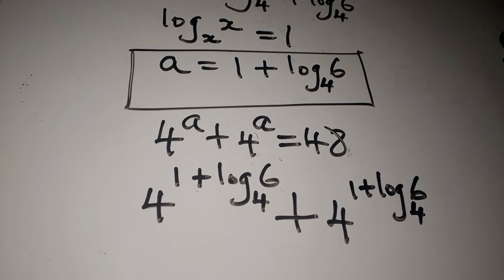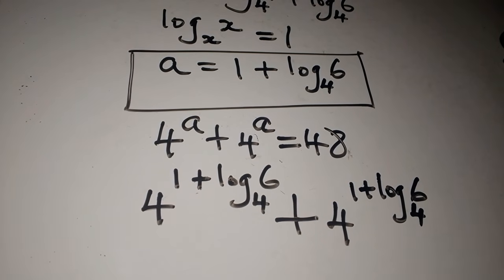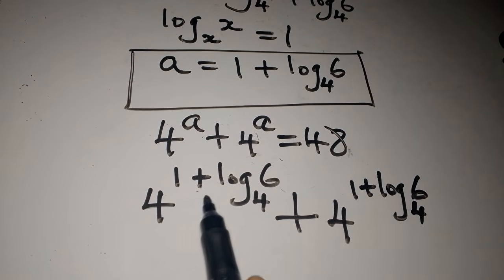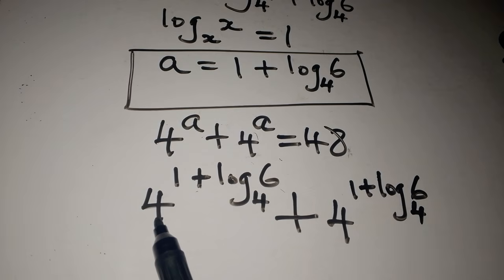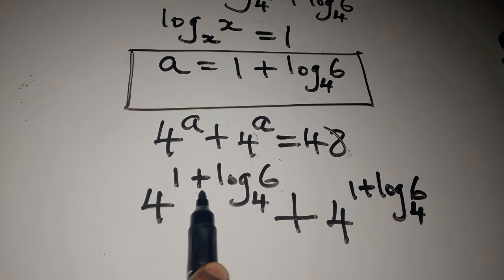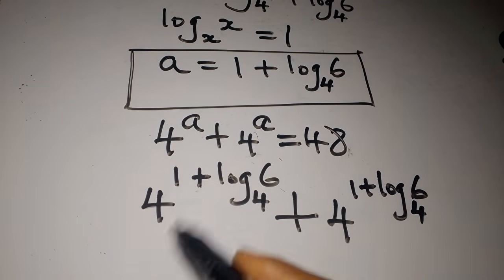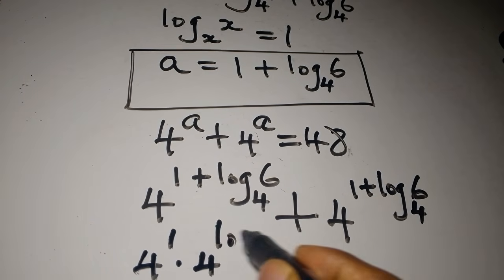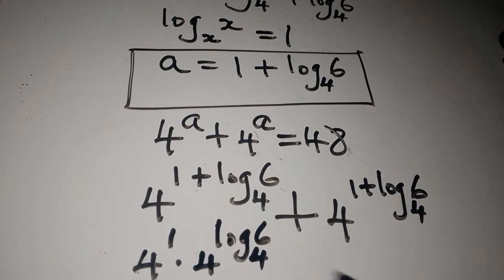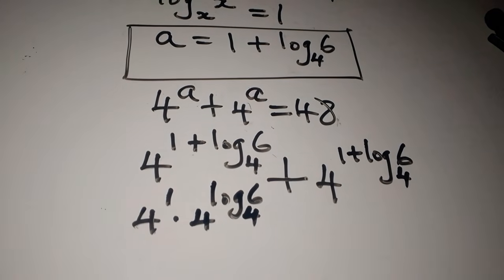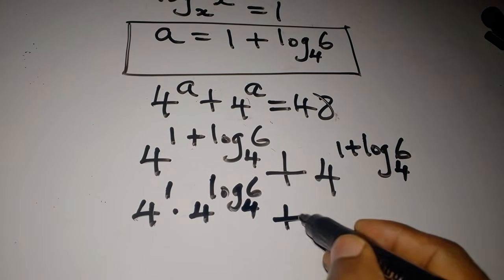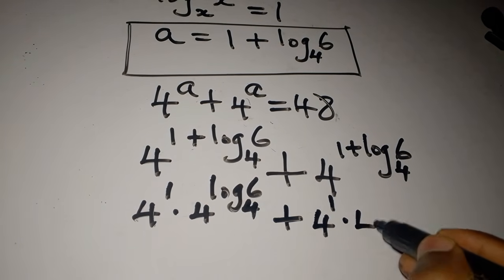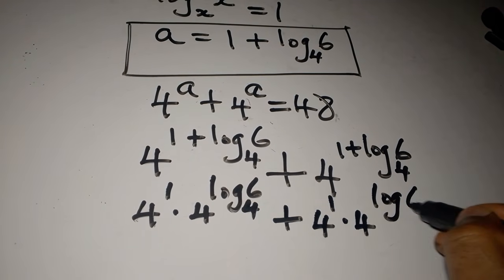Okay, so let us simplify this using one of the laws. Remember, both of these are powers of 4, and we're having addition. So this means that we can express this as 4 to power 1 multiplied by 4 to power log 6 to base 4, from one of the laws of indices. And remember, I am to have this in two places. So we have 4 to power 1 multiplied by 4 to the power of log 6 to base 4.